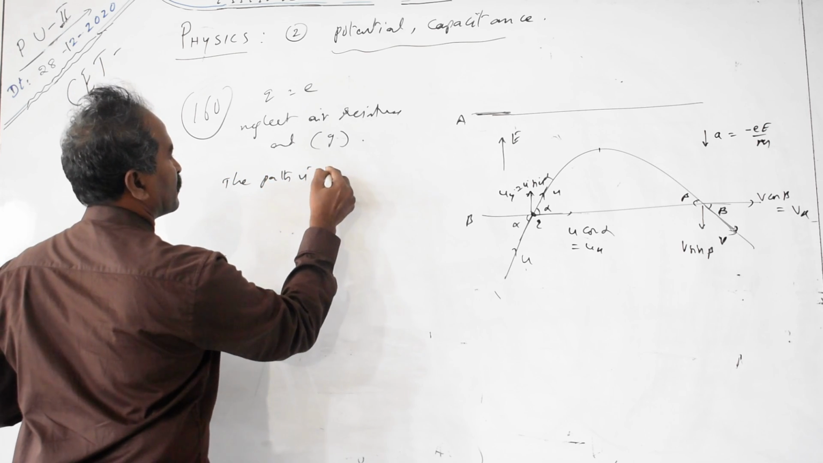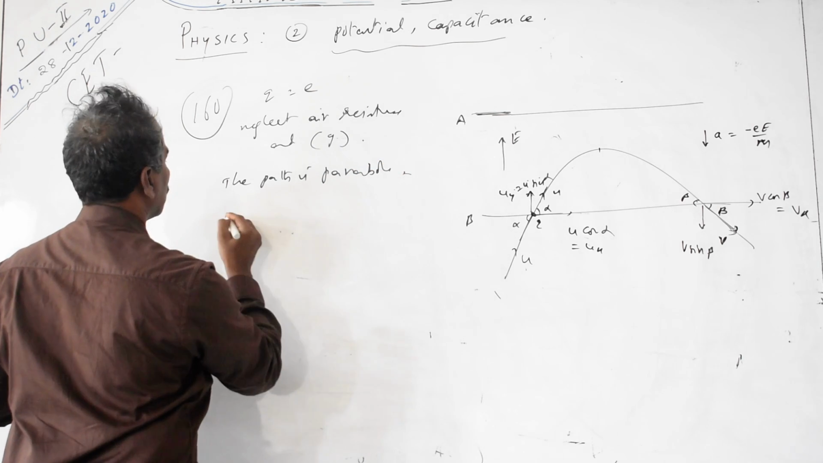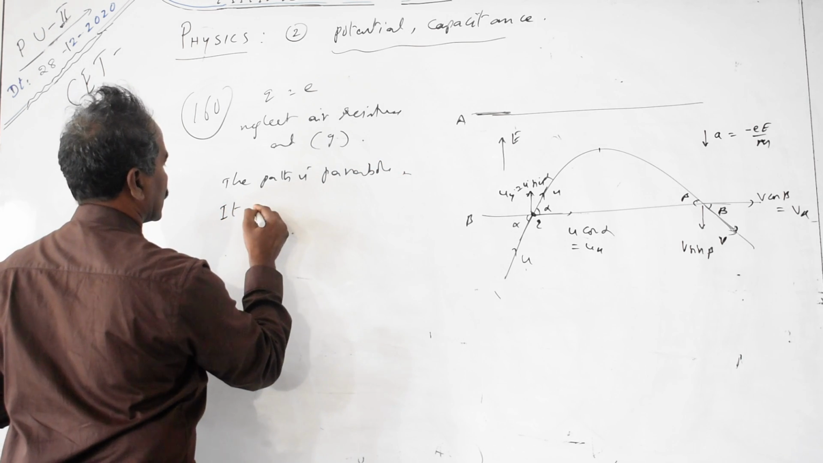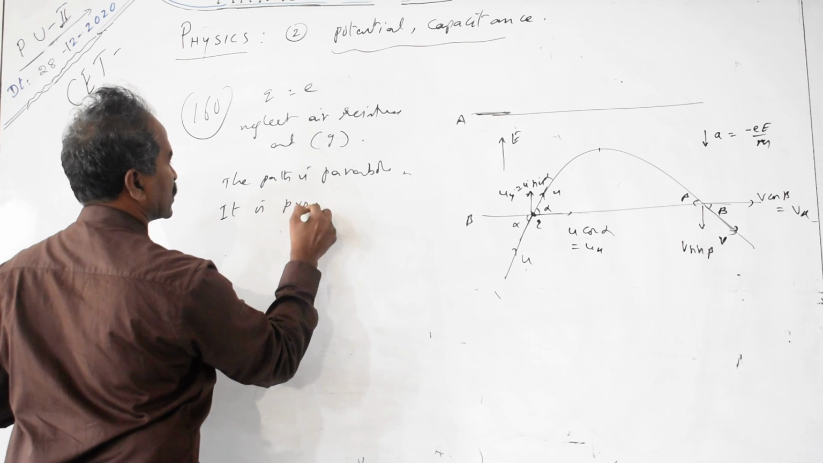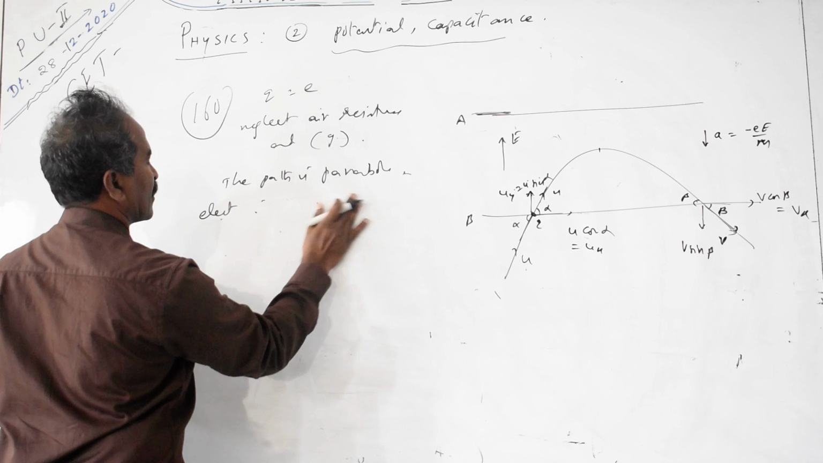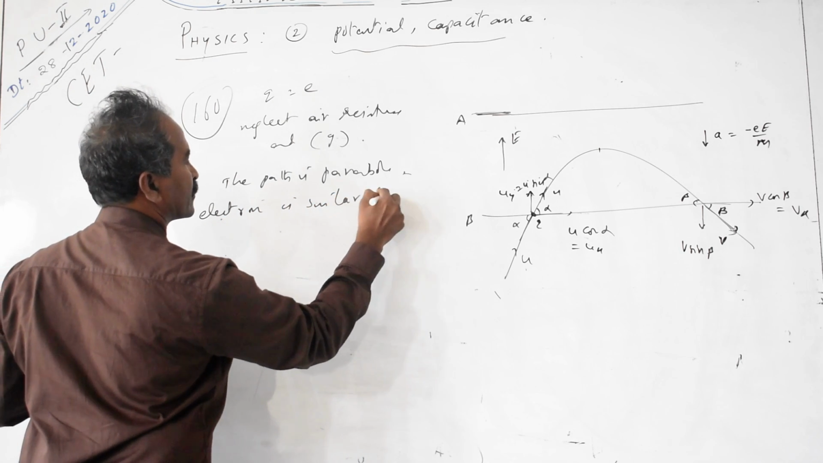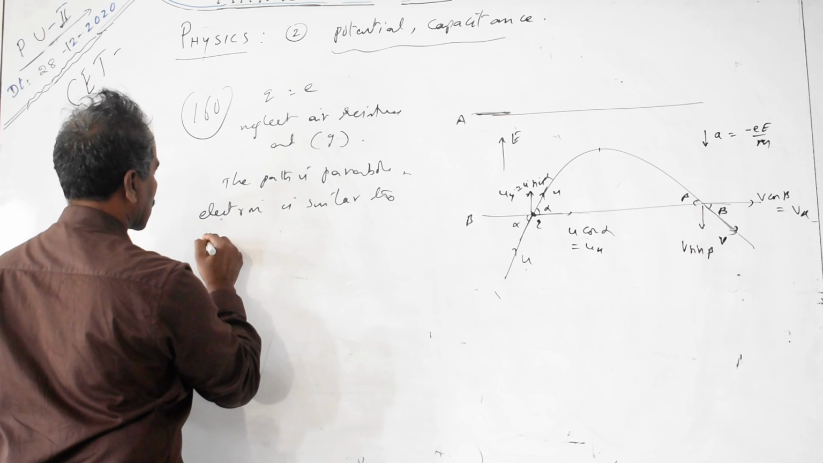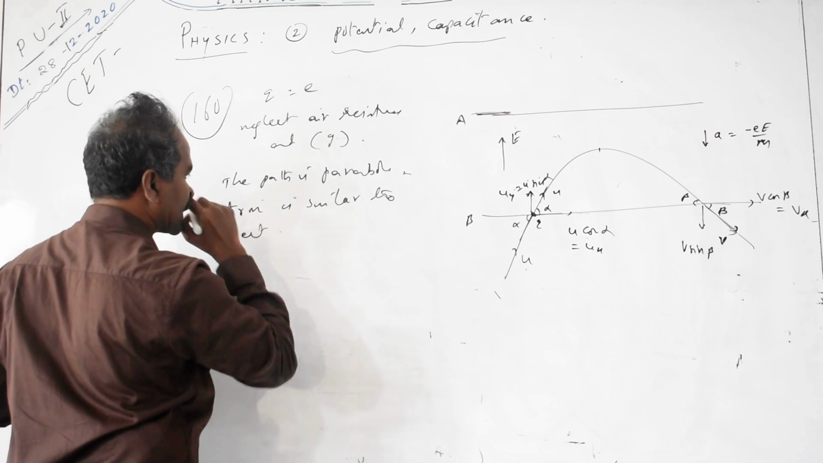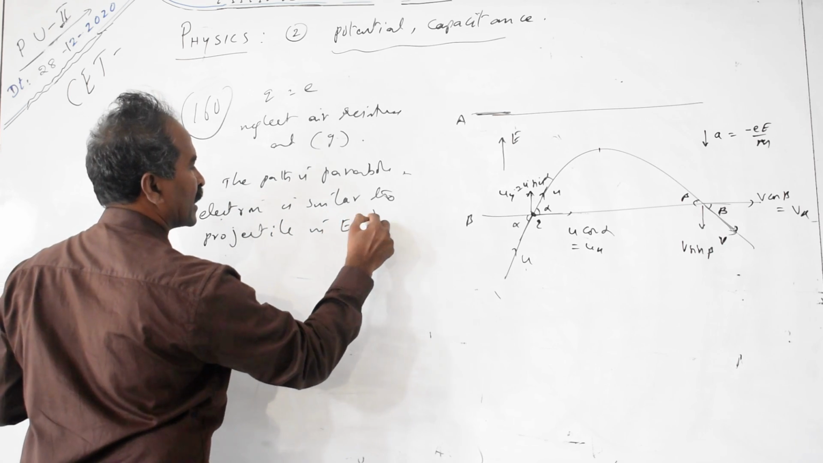The path is a parabola, like a projectile path. The electron is a projectile. You can call the electron similar to a projectile, but here it is not the gravitational field, it is the electric field. A projectile in electric fields.